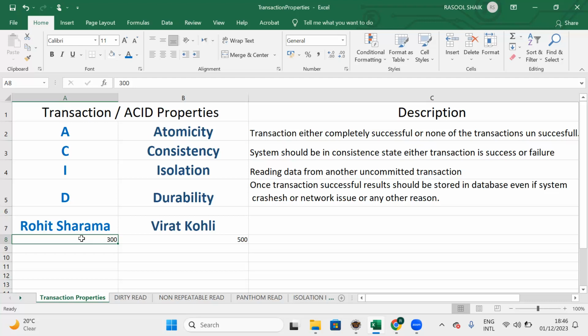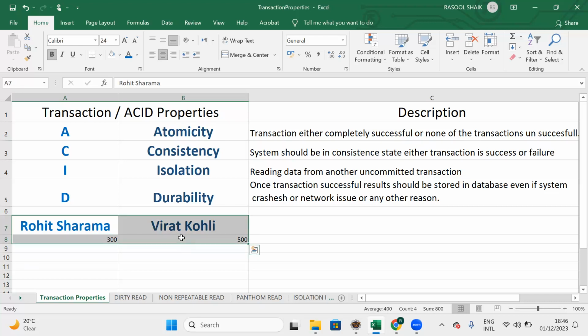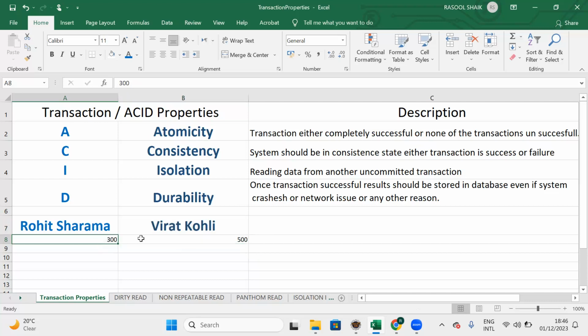So the moment Rohit Sharma transfers an amount to Virat Kohli, the sum of both bank account balances should be the same. That is nothing but consistency. Before the transaction, let's say Rohit Sharma and Virat Kohli have two bank accounts in the same bank. Rohit Sharma has 300 and Virat Kohli has 500.